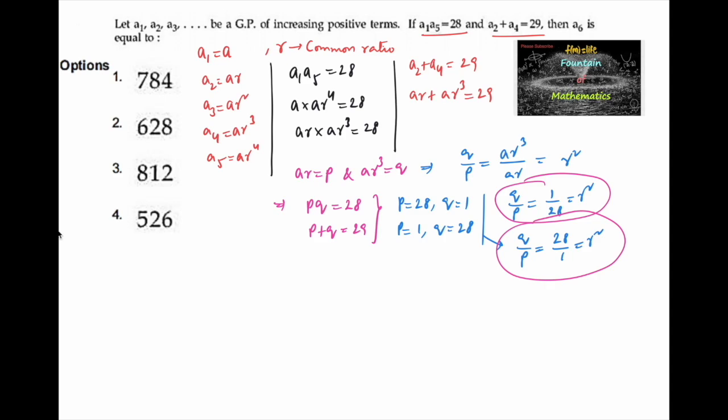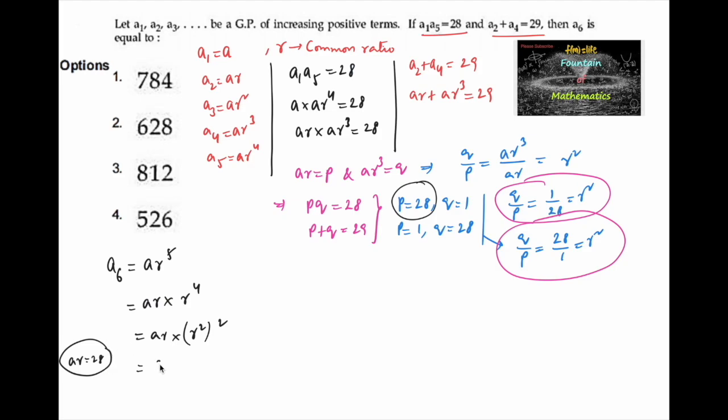Now let us consider A6, which is equal to AR power 5, that is AR into R to the power 4, that is AR into R square whole square. So when P is equal to AR, that is 28, so we can write when AR is equal to 28, then 28 into, then R square value is 1 upon 28, so 1 upon 28 into 1 upon 28, so you're getting 1 upon 28.